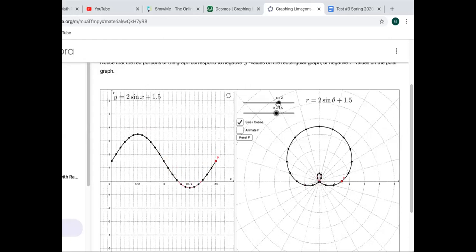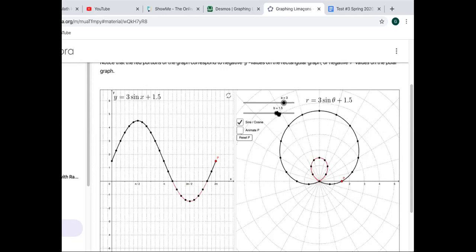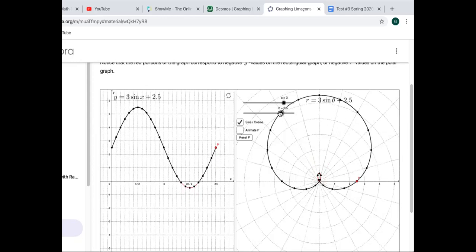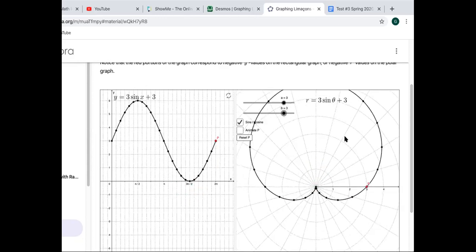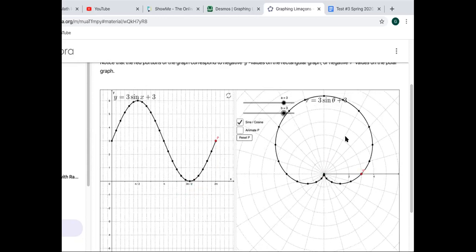If I make A equal to 3 and B equal to 3 also, I get a different cardioid. So that's called a cardioid. It's like an upside down heart. It's a limacon where B and A are equal to each other.